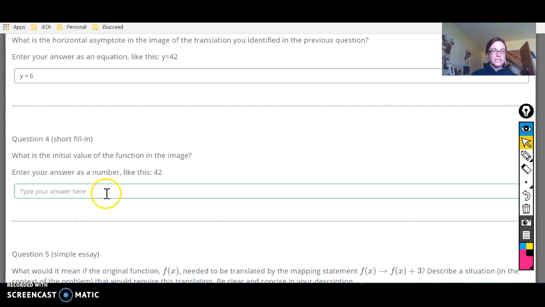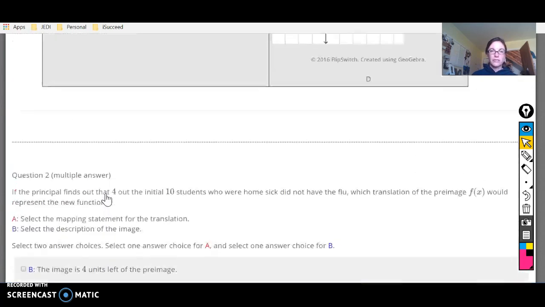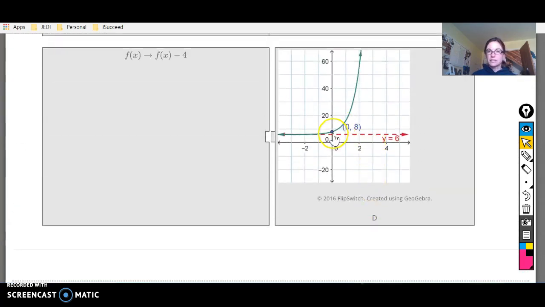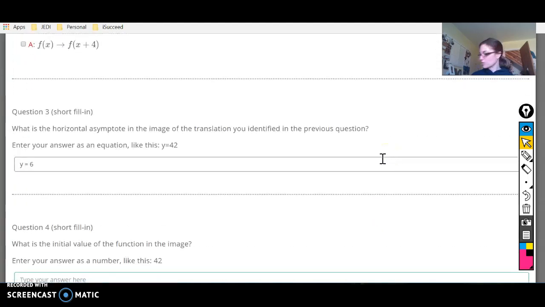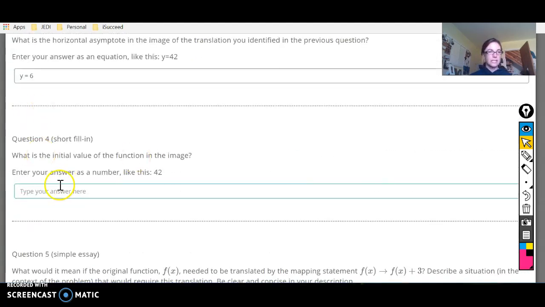Okay, what is the initial value of the function in that image? So we can go look at that graph one more time, and we see that when x is 0, our initial value is 8. So we can just type in 8 here.